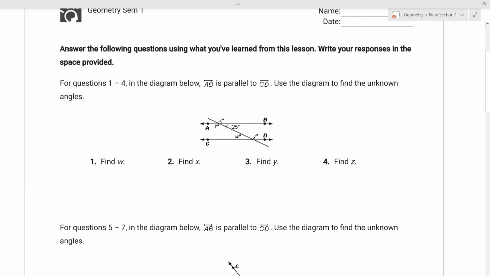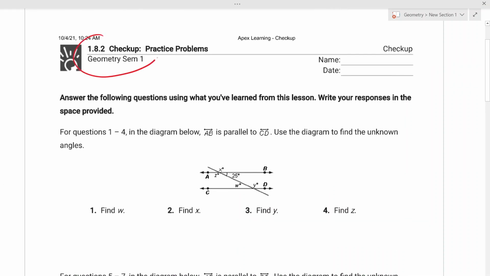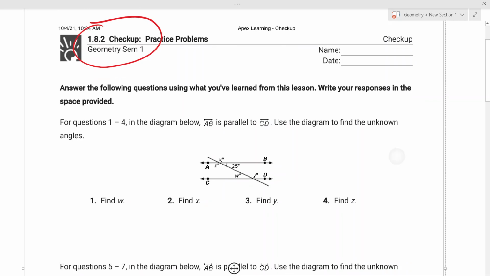Okay. So this is the check up to 1.82. Just gonna run through this real quick. You're good.